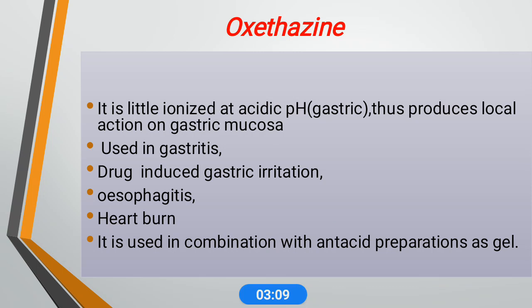Oxethazaine is mainly ionized at acidic pH, so it produces a local action on gastric mucosa. So this local anesthetic is mainly used in gastritis, drug-induced gastric irritation, esophagitis and heartburn. Oxethazaine is also combined with antacid preparations as a gel.